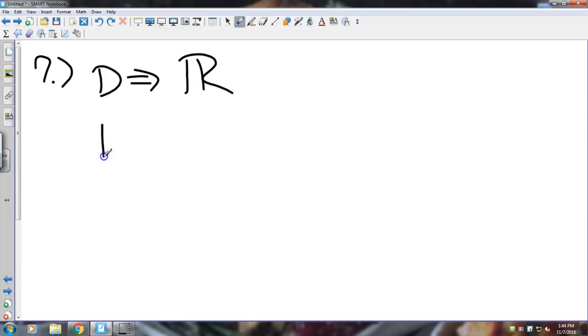However, the range actually stops. How low does it get on the y-axis? 0. So what does my range have to be? Greater than or equal to 0. Remember, it's y values greater than or equal to 0.